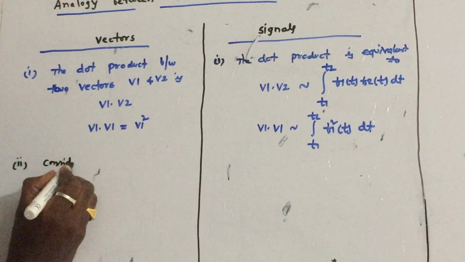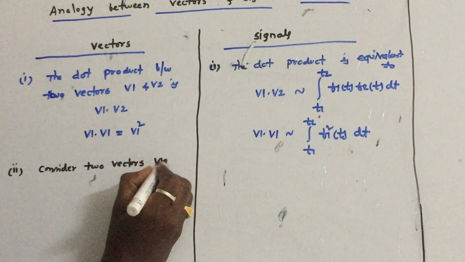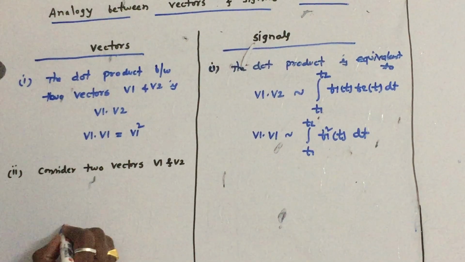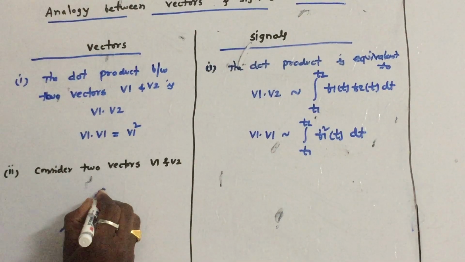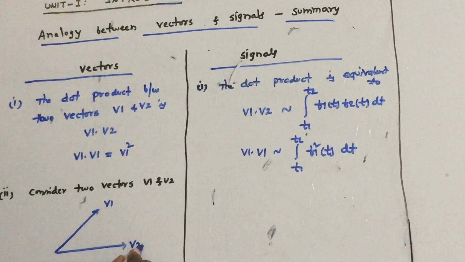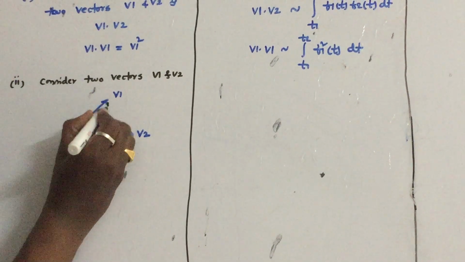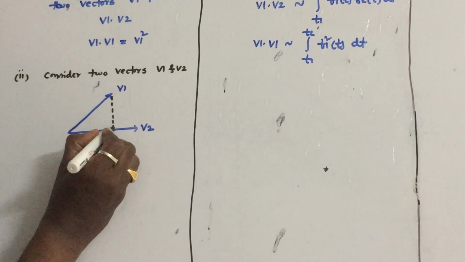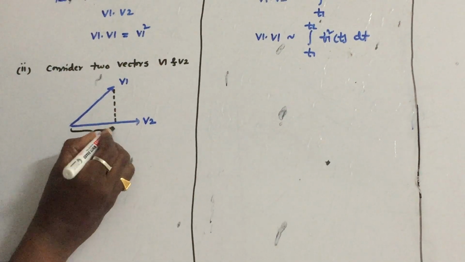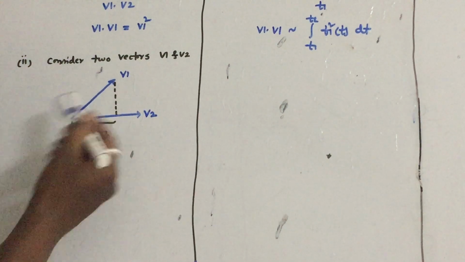The second point is, consider two vectors v1 and v2. For example, v1 is something like this and v2 is like this. How to get the component of v1 along v2? Just by projecting v1 onto v2. For example, I projected v1 onto v2 like this. So what is the component? This component is called C12 into v2. So that is what we have discussed.